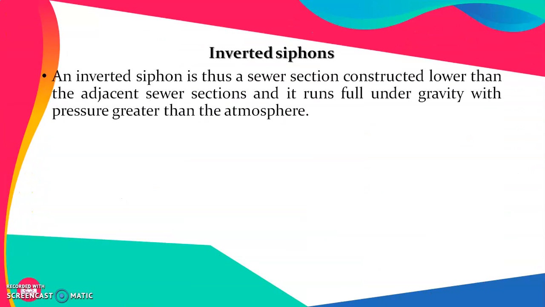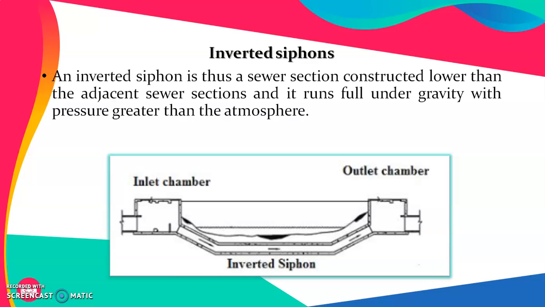Next are the inverted siphons. These are sewer sections constructed lower than the adjacent sewer section, and they run full under gravity with pressure greater than atmospheric. The section of that has been shown.